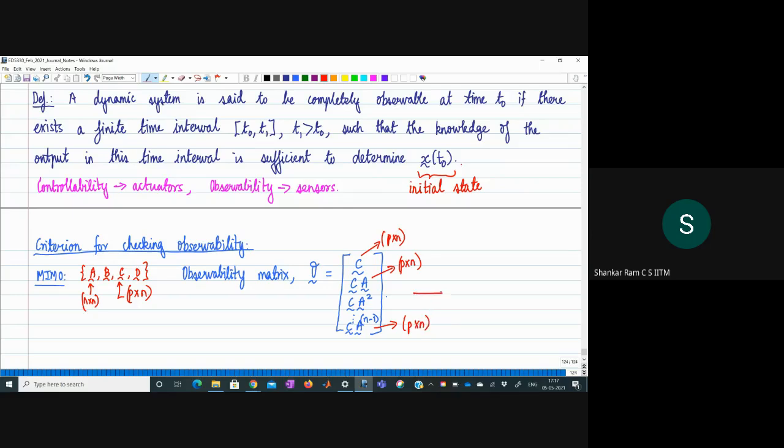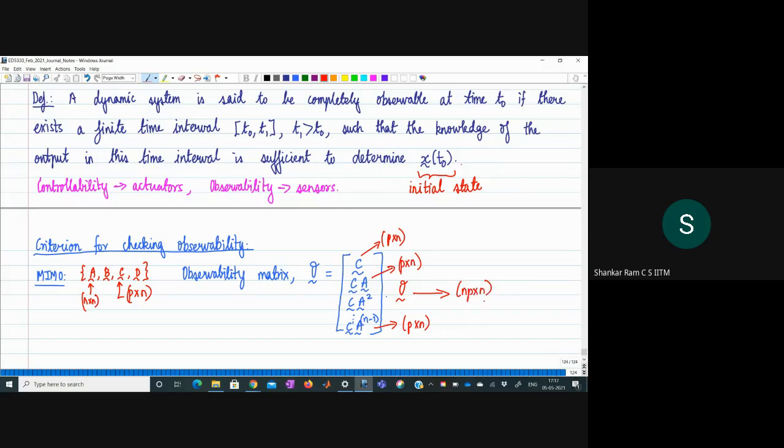So consequently, if we look at the observability matrix as such, we have n matrices of size p by n stacked one below the other. Each matrix has p rows and n columns, but there are n such matrices stacked one below the other. So the size of the observability matrix is np times n.